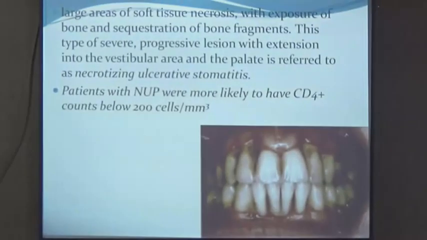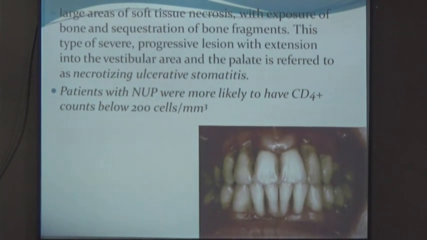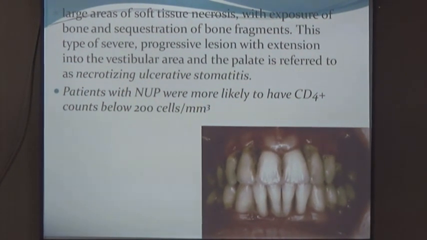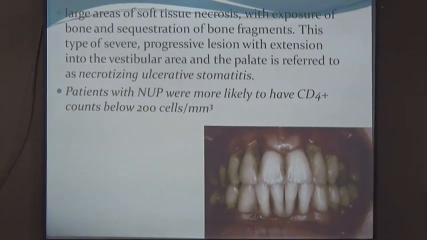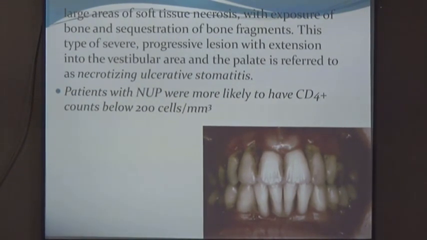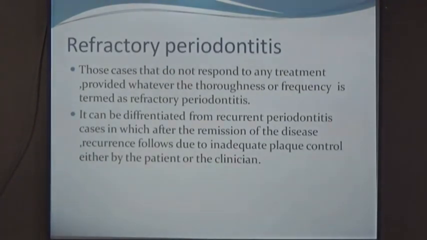And patients with necrotizing ulcerative periodontitis were more likely to have CD4 counts below 200 cells per cubic millimeter. Please note it, they are asking in the entrance. Usually patients with NUP were more likely to have CD4 plus counts below 200 cells per cubic millimeter. Shall we go to another one?